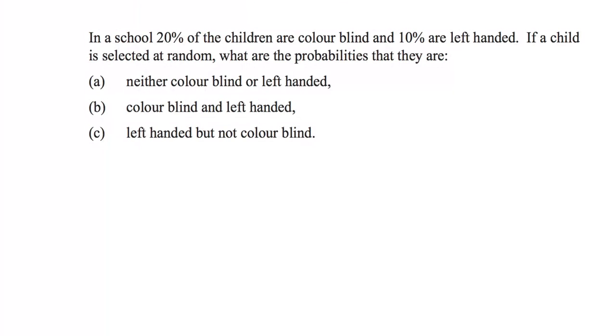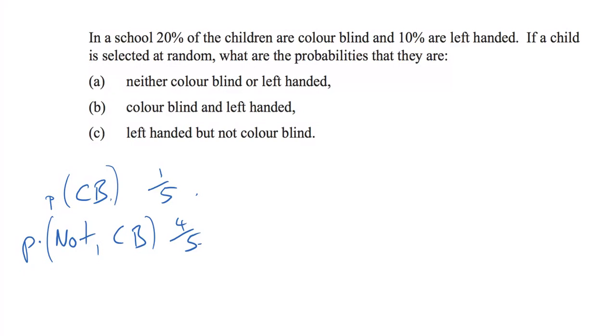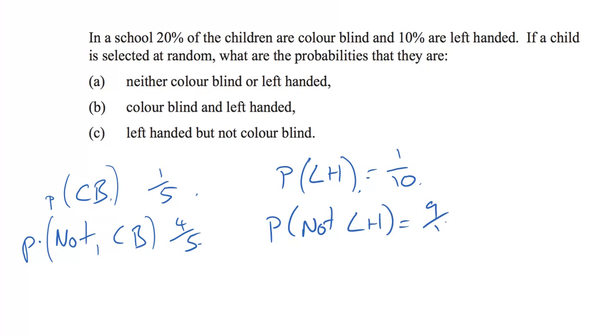So if they're not colorblind, well, let's write some statements down. So CB is going to stand for colorblind. So the probability of that is going to be 1 over 5, which corresponds to 20%. Not colorblind, therefore, is, of course, 80% or 4/5. All right, that's going to be our probability of those 2 events occurring. And then the probability of being left-handed, LH for left-handed, is going to be 1 over 10. So the probability of not being left-handed is, of course, 9 over 10.